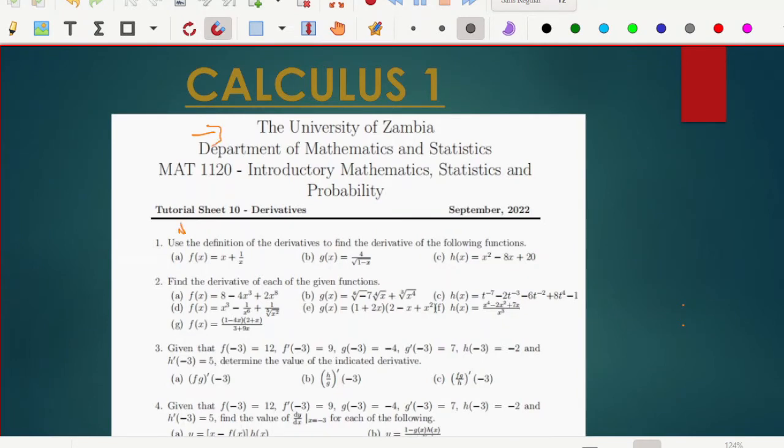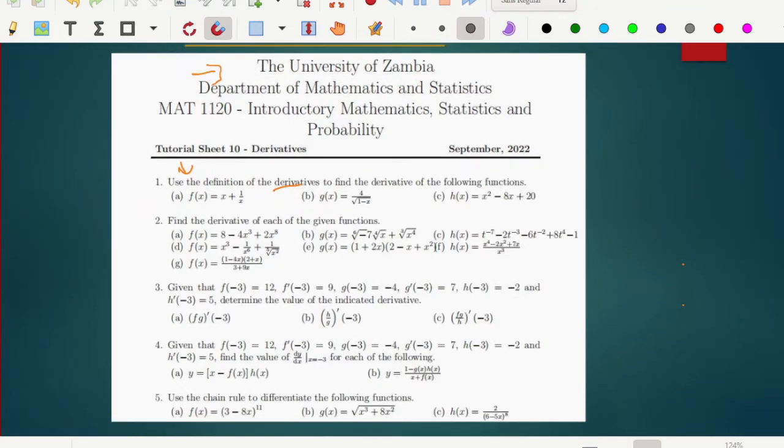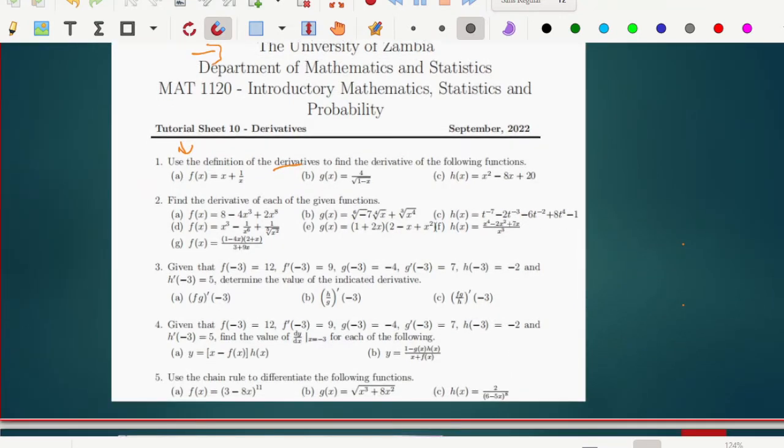So today's lesson will be looking at how you can answer calculus questions. As you can see, this is an UNZA tutorial sheet. The question which we'll be looking at is the use of the definition of derivative when answering calculus questions.